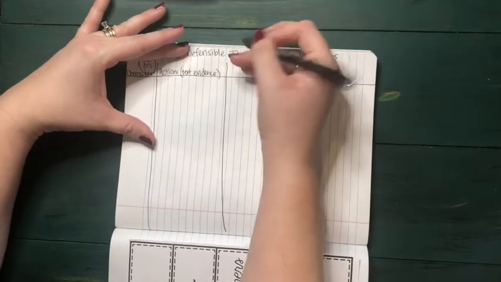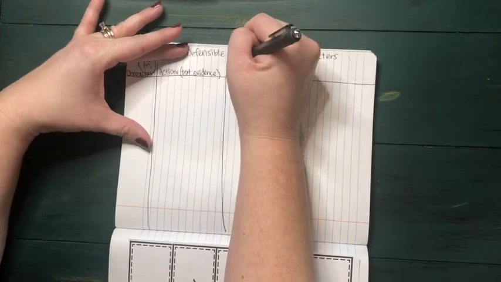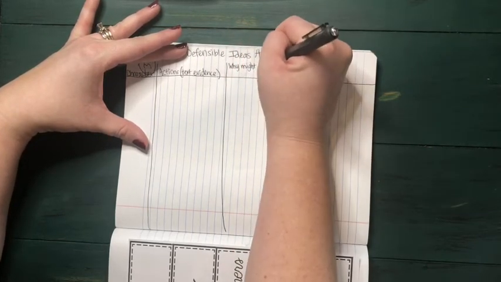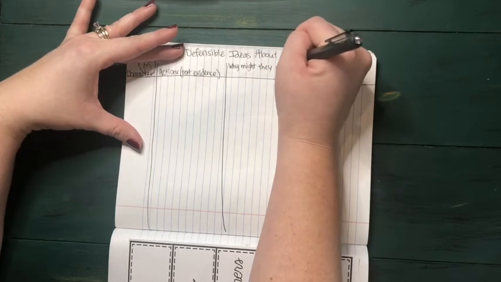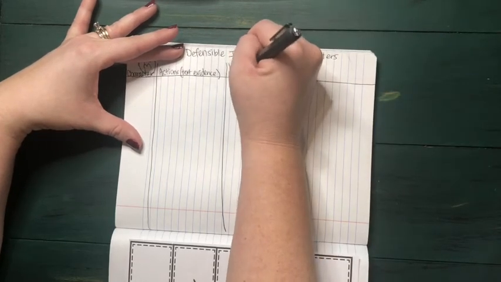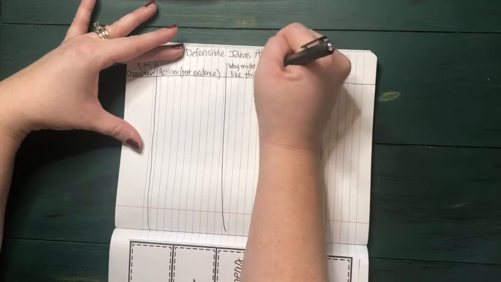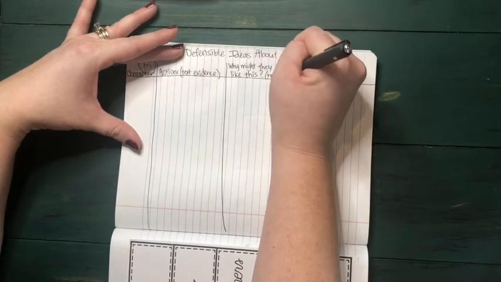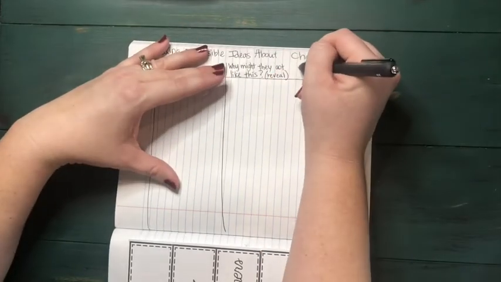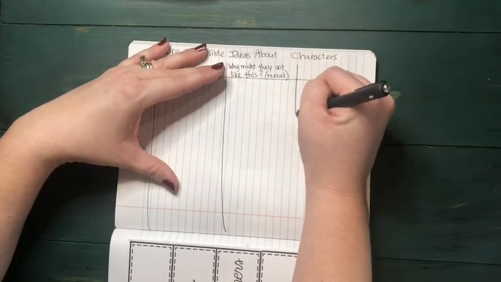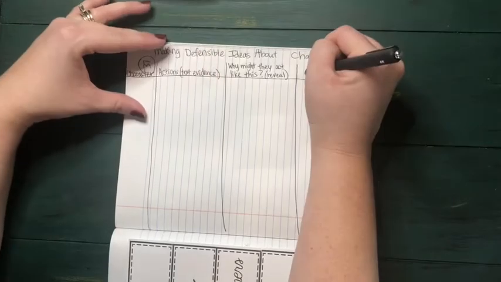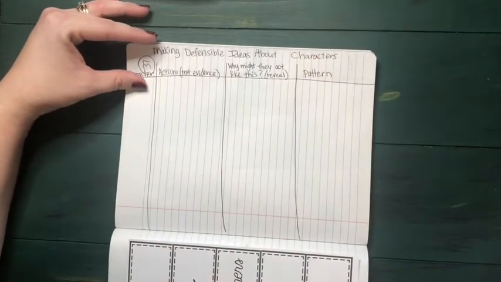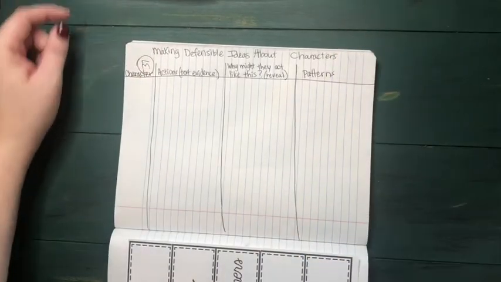Then we're going to be asking ourselves the question of why might they act like this? So this is when we're thinking about their actions and seeing what this might reveal about who they are as a character. And then the last part is, does this develop a pattern that we're seeing for this character and the way that they're acting? So any kind of patterns.